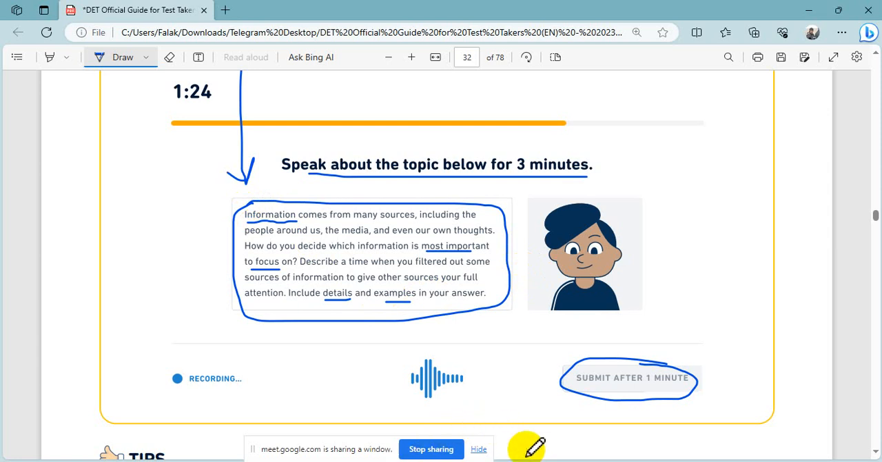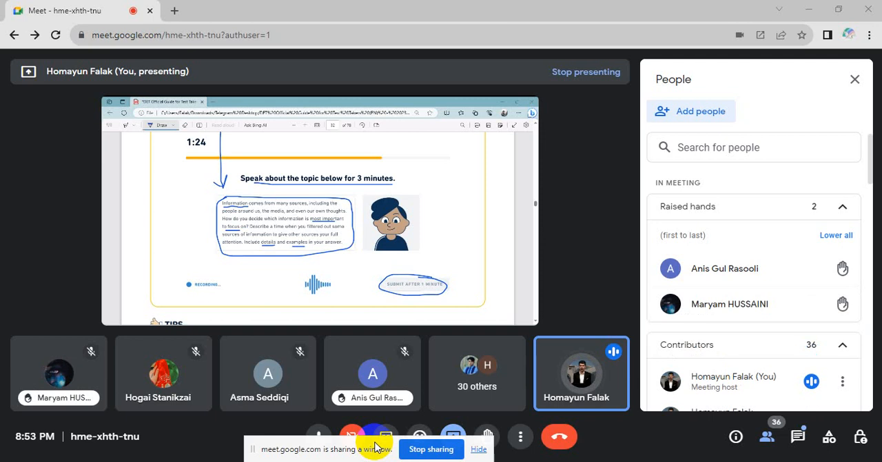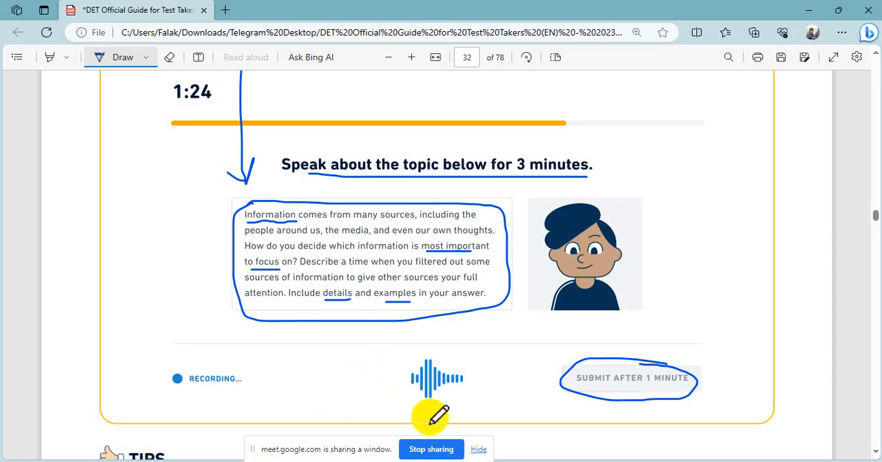You have 1 minute to prepare. Okay, so it's time for you to raise your hands if you want to talk about this prompt. So yeah, here we have 2 candidates who have raised their hands. So the first one, Miss Anisgol Rasuli. Miss Rasuli, please unmute yourself and start speaking about this prompt.